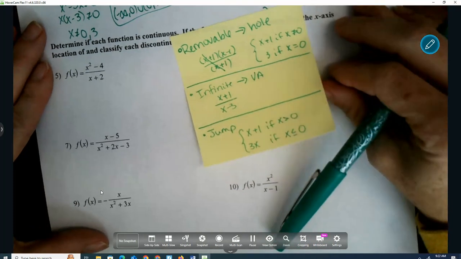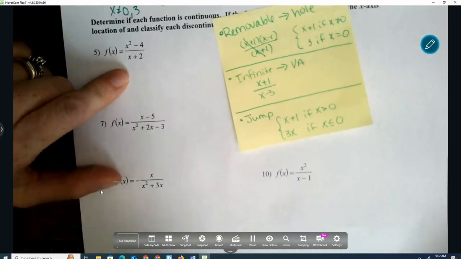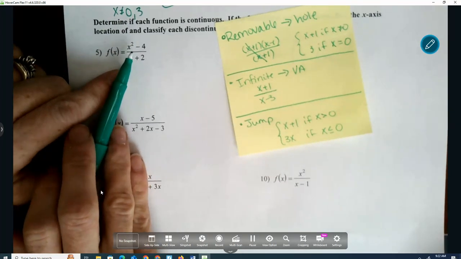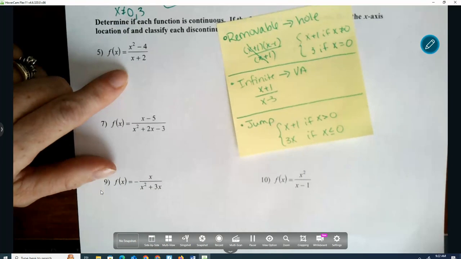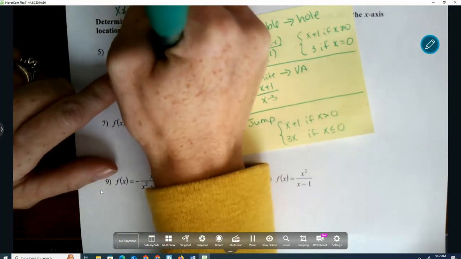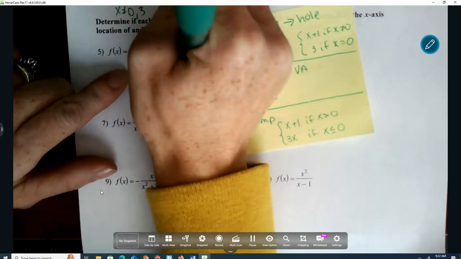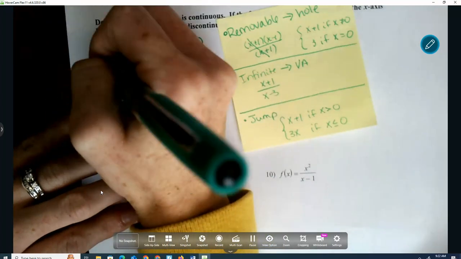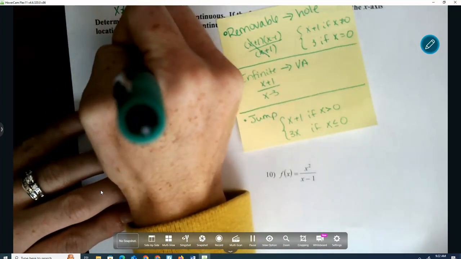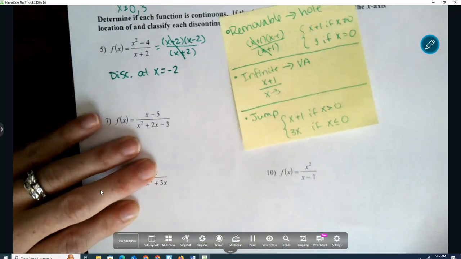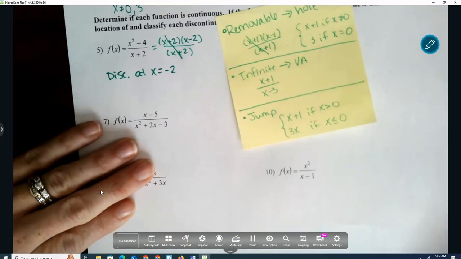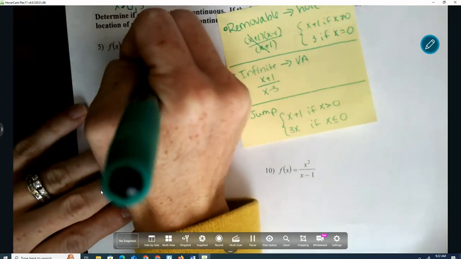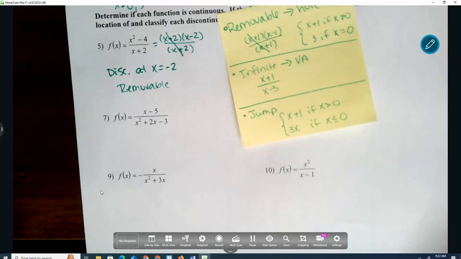If I look at number 5, fractions mean it'll either be infinite or removable. What do I need to do to check? Factor the top. Since the x plus 2's would cancel, we know it is discontinuous when x is negative 2. And then what type would we call that? Removable, because it will just create a hole in my graph.